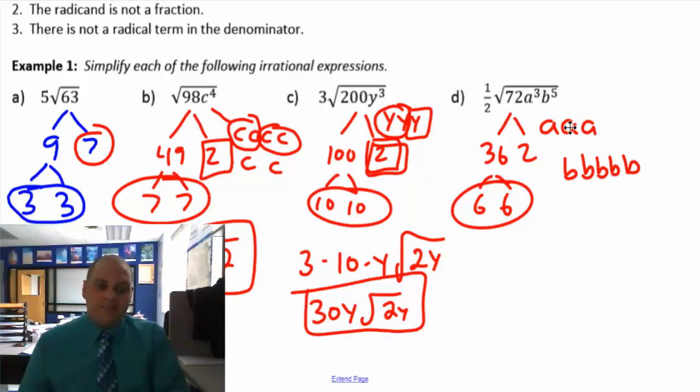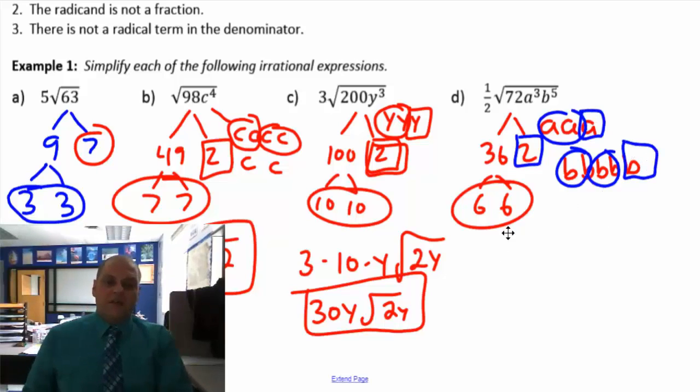All right, I need pairs. Let's see. I'll change colors here. I have a leftover 2, don't forget. I have a pair of A's. I have a pair of B's and another pair of B's. I have a leftover A and a leftover B. All right, so let's see what I have. I have a 6. Don't forget the 1/2 that's already there.